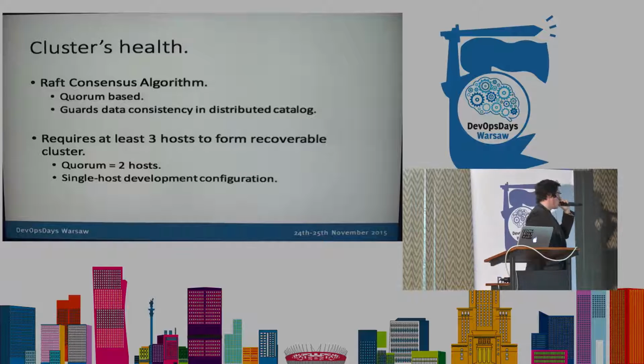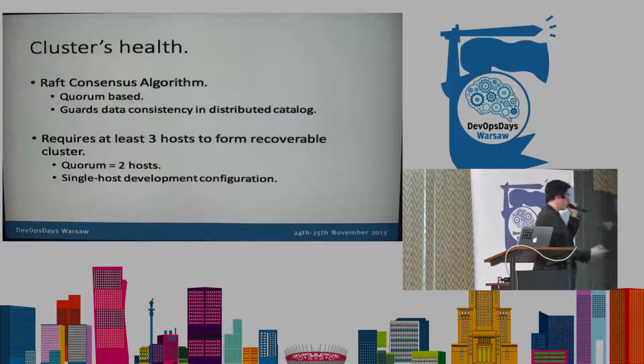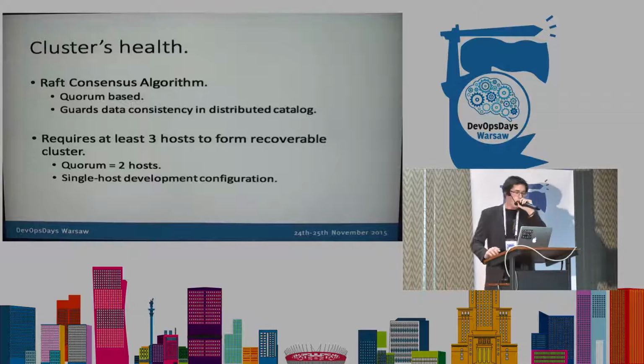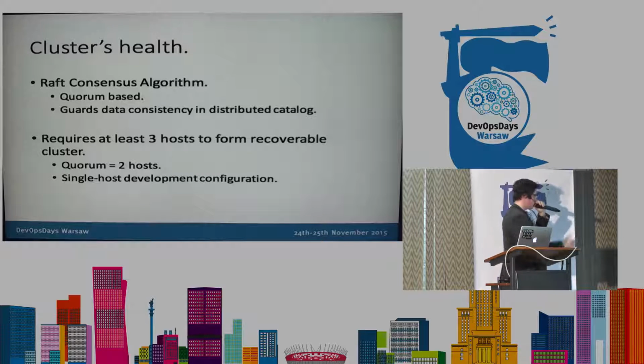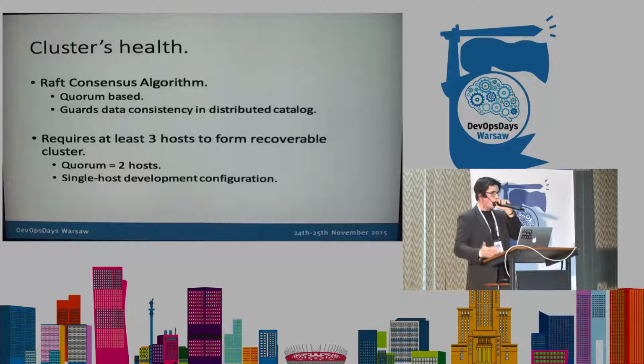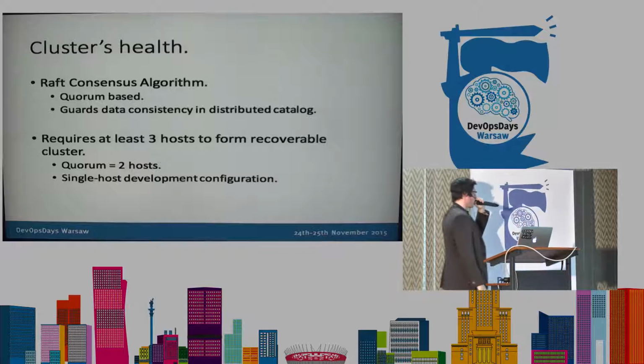So using the Raft consensus algorithm, it's a quorum-based algorithm, we make sure that the data we store in the service catalog is consistent. So every time we run a service and the service registers itself in Consul, the data is propagated to all the data centers and it's kept consistent.